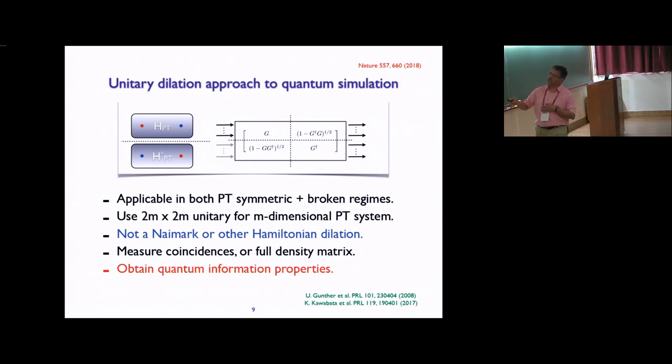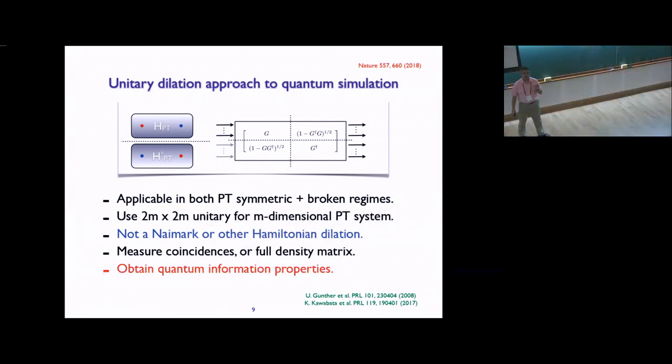I should point out this is neither the Naimark or other Hamiltonian dilations which have been discussed in the literature, where those dilations are applicable only in the PT symmetric phase where you have a real spectrum to be able to construct and do procedures. All right, so you have such a system, you measure, and so if you have an ability to create a unitary that you want, then you have the ability to simulate whatever PT symmetric Hamiltonian that you want. Okay, that's the bottom line.